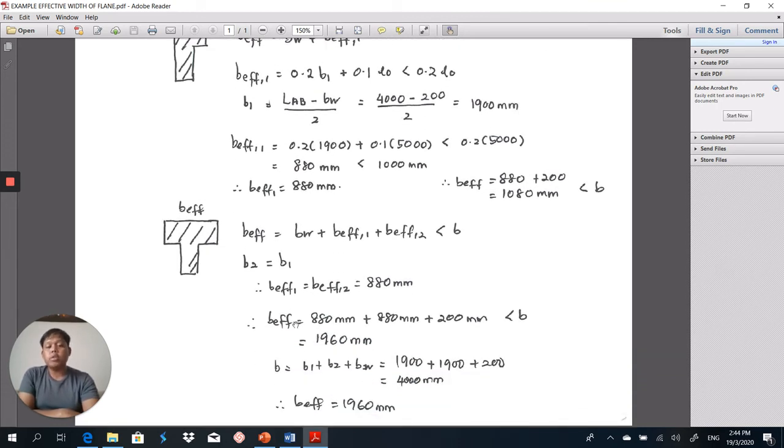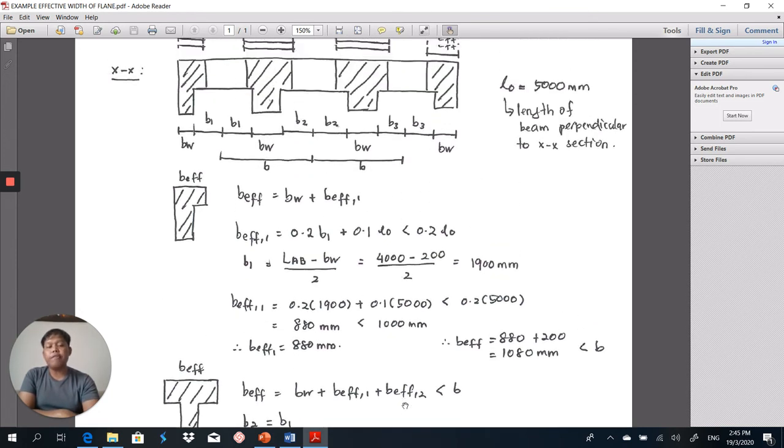In that case, BEFF1 is equal to BEFF2, which is 880 millimeter, same as what we got before. Therefore, the total BEFF is equal to BEFF1 plus BEFF2 plus BW, which is 1960, less than B. Your B, as I said before, is 4,000 millimeter. Therefore, your BEFF is 1960.